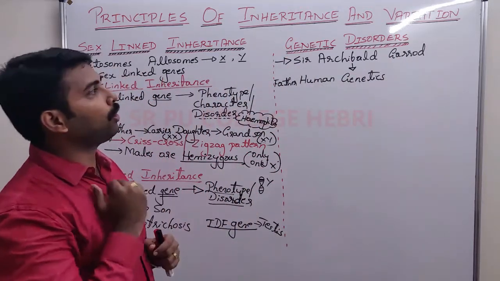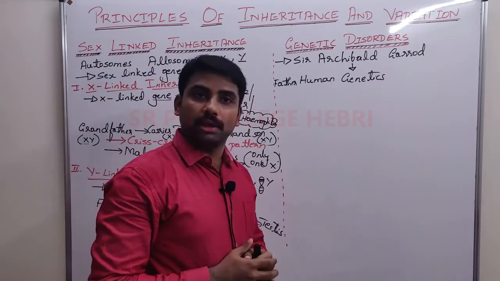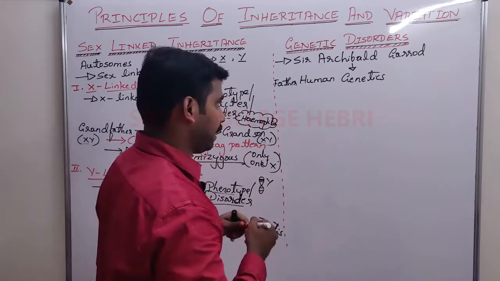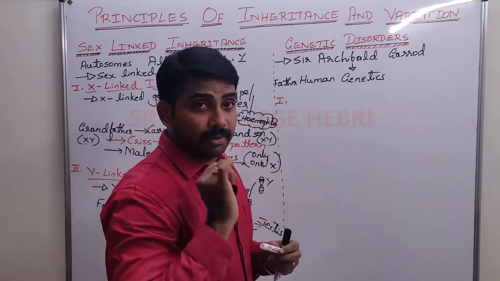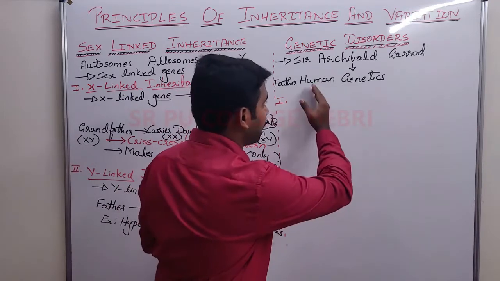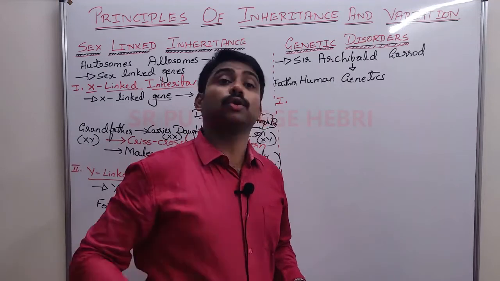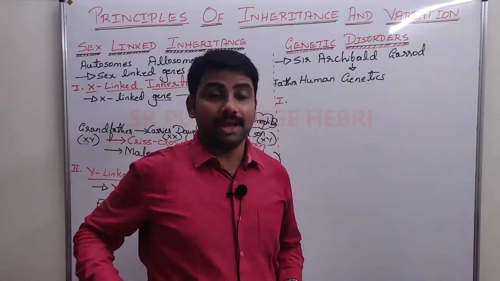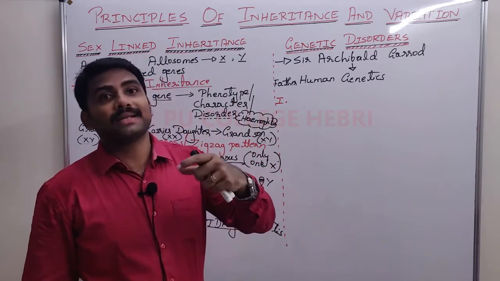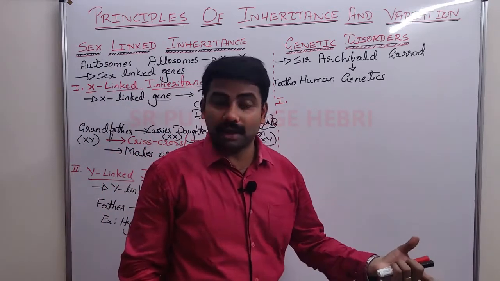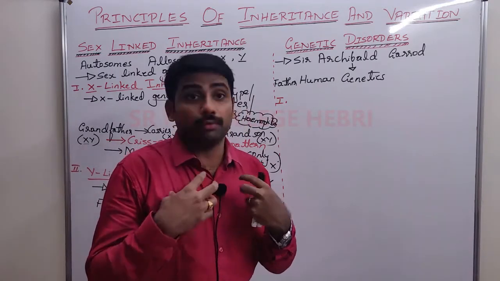According to the study of Sir Archibald Garrod, genetic disorders are classified into how many types? Two types. But before going to that, you may be thinking, what is this human genetics? Very simple. If I say Drosophila genetics, you will understand how characters of Drosophila are transmitted from one generation to another. In the same way, what do you mean by human genetics? The characters of the human, which character?